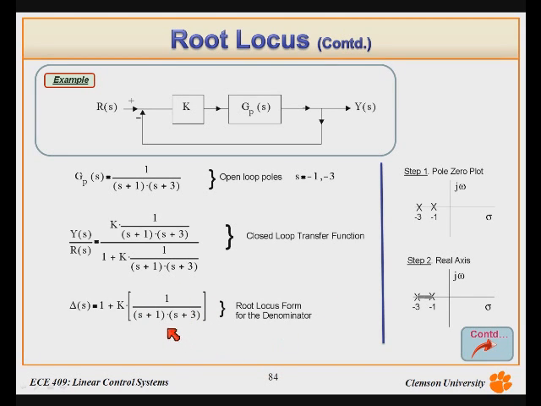Do we have any poles? Yes, we do. Negative 1, negative 3. I use x's for poles. Do we have any finite zeros? No, we do not. We don't see any circles on the plot.